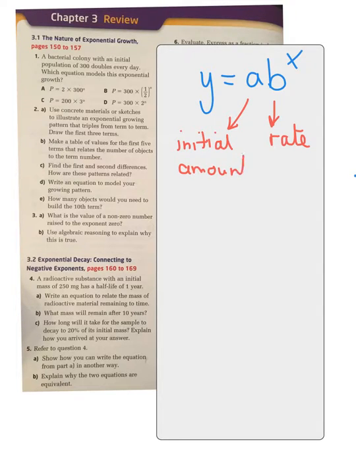So if we look at this question, we know that the initial amount, the starting weight, is 300, and it doubles every day. So that means that the b is 2. So this formula is quite easy. It's y equals 300, the initial amount, times 2 to the power x. So we're looking for an equation.